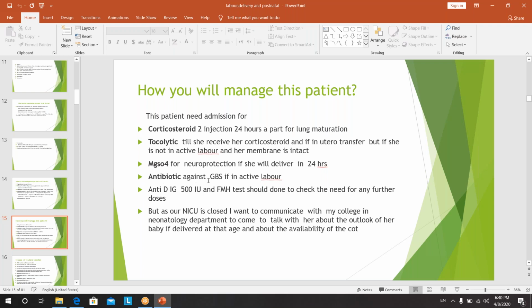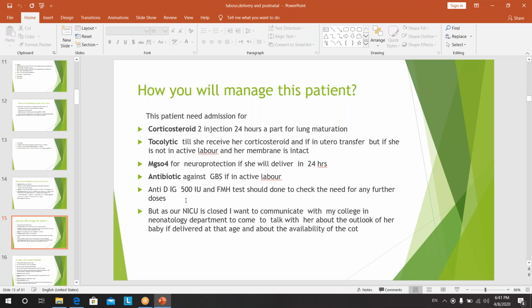Antibiotic against group B strep if the patient is in active labor. According to the Green Top guideline, antibiotic against group B strep will be given to all patients who have preterm labor, either she was positive for GBS or she wasn't tested for GBS. So I will give her these 4 types of drugs. Don't forget any one of them.